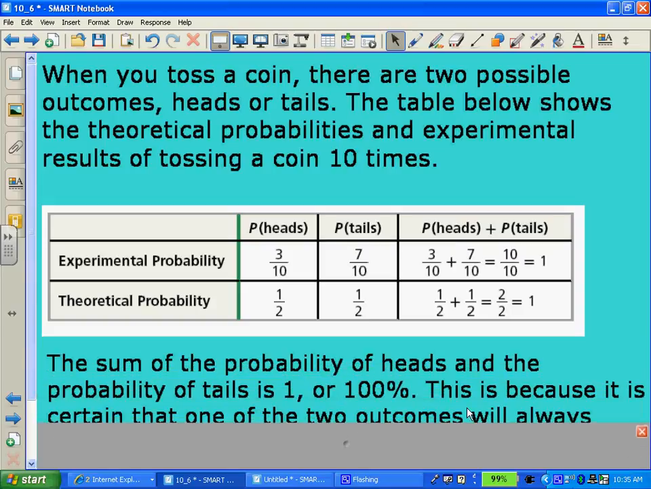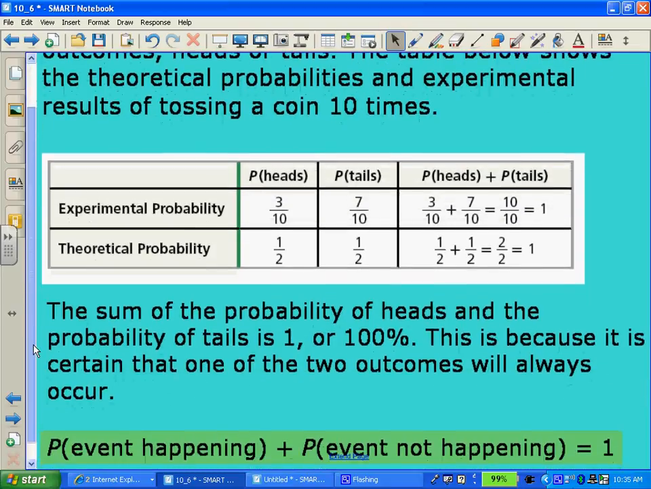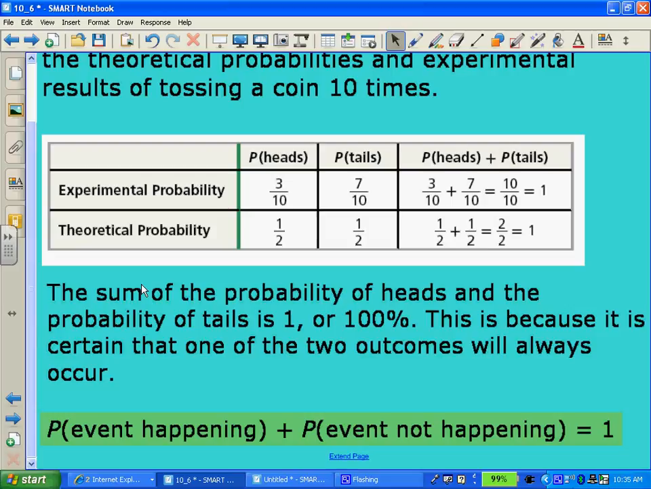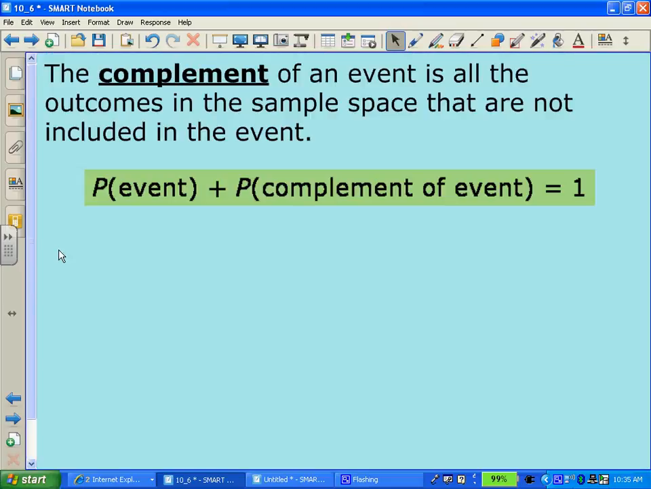This can be helpful to know: the sum of the probabilities of your equally likely outcomes will always be 1, because there is going to be an outcome. So there's a 100% chance that an outcome will happen. The probability of the event happening plus the probability of the event not happening always equals 1. And we can use this to help us figure out some problems.